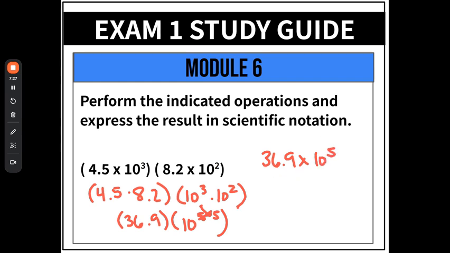Is this in scientific notation? No. Be careful here. This number is not between 1 and 10, and we need it to be. So all we need to do is rewrite this. We'll need it to be 3.69. And when we do that, the number's getting smaller. Add to this number right here. It's going to be times 10 to the 6th.